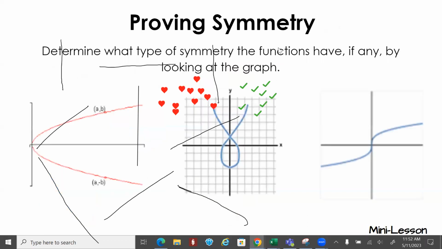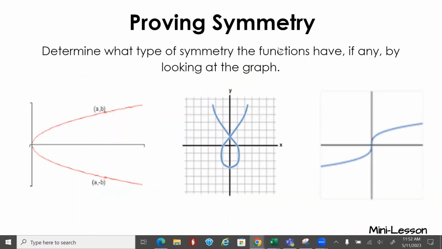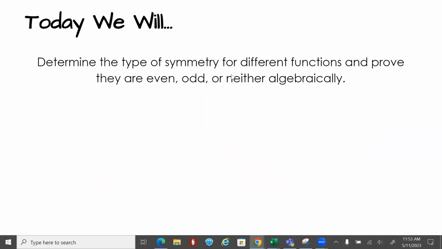Okay. So determine what type of symmetry the functions have. This is always the dumbest thing we do in math. I don't know why we do this. It's fine. We have odd, even, or neither symmetry. So determine what type of symmetry the functions have, if any, by looking at the graph. On your paper, I want you to write even, odd, or neither, and leave a little bit of room because I'm going to give you depth.